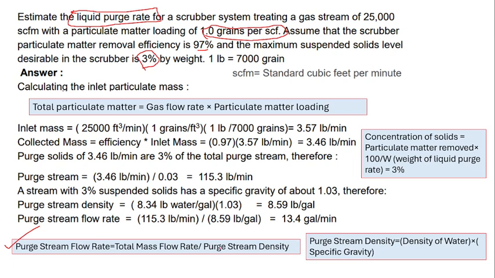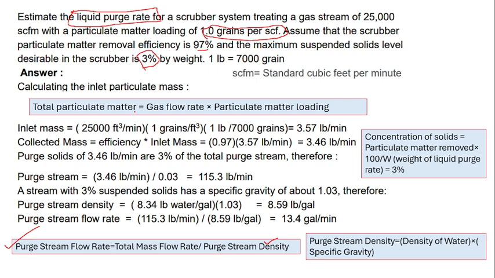To calculate this, the purge stream density is equal to the density of water times the specific gravity. The density of water and specific gravity are standard values, so we know the purge stream density first. The only unknown is the total mass flow rate. To obtain this mass flow rate, we use the following formula.